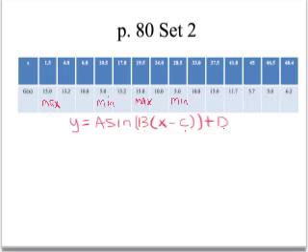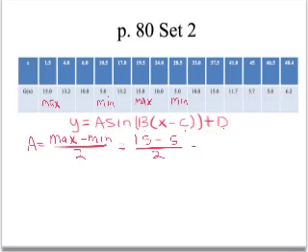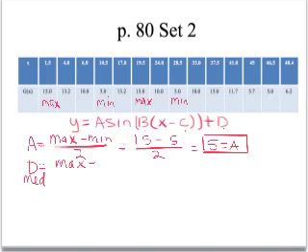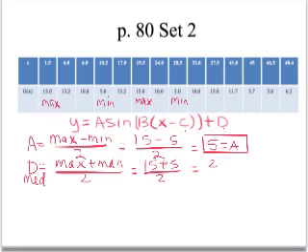Now I know that the amplitude is the max minus the min over 2. So we have an output max of 15 minus an output min of 5. That's 10 over 2, so A is 5. And then D, which is my median, is the max plus the min over 2. So that's 15 plus 5 over 2 equals 20 over 2, which is 10.